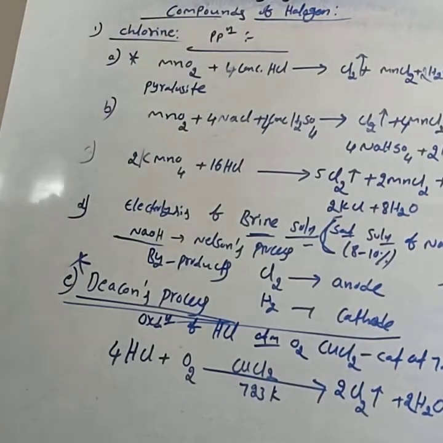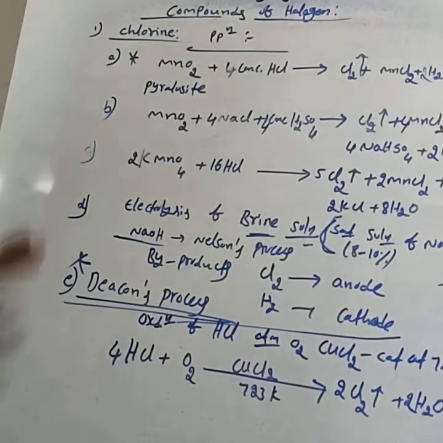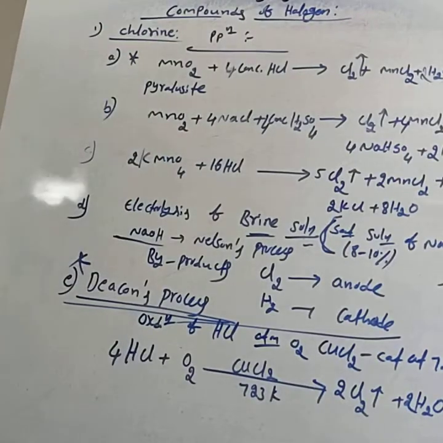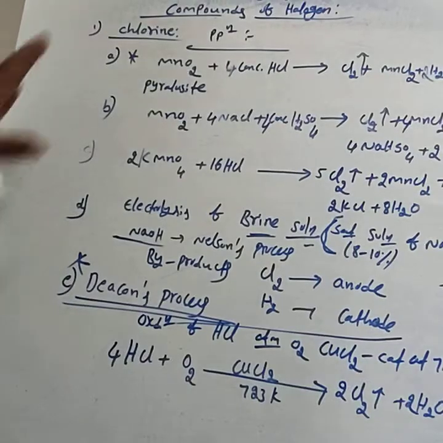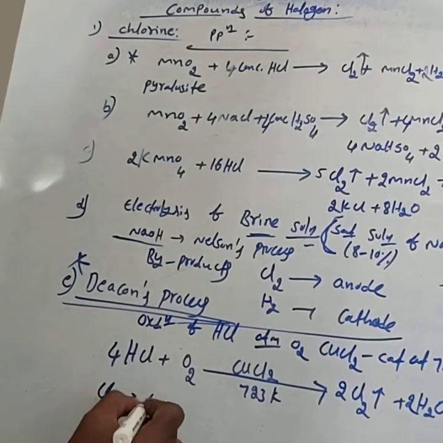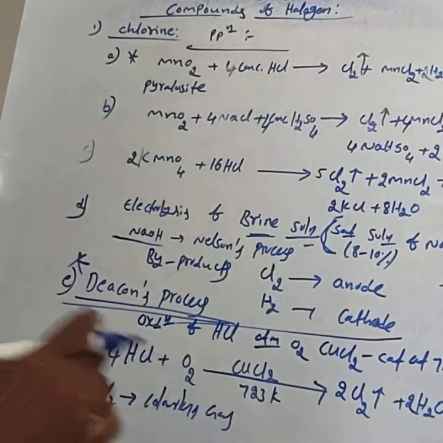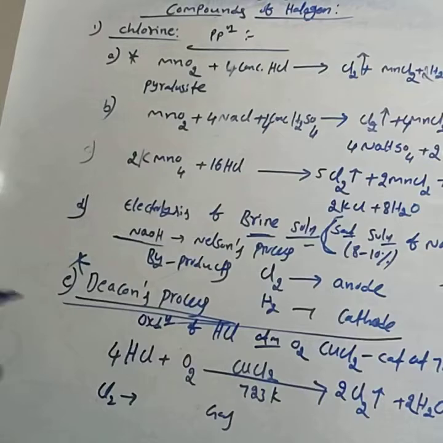This is about the preparation. You must practice these reactions; note them down as they are. You can also use them for competitive exams, and there is 1 mark for completing the equations. This is very important. In the physical properties, dichlorine is a yellow gas, not colorless.